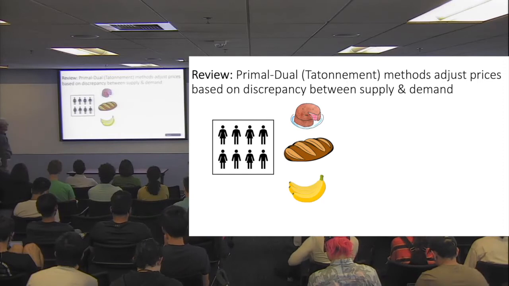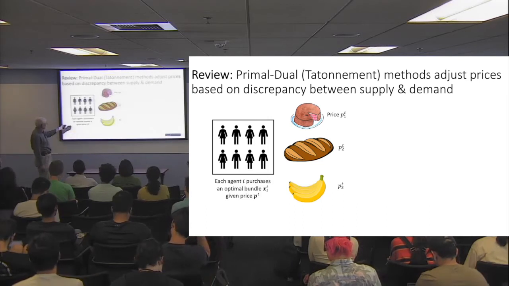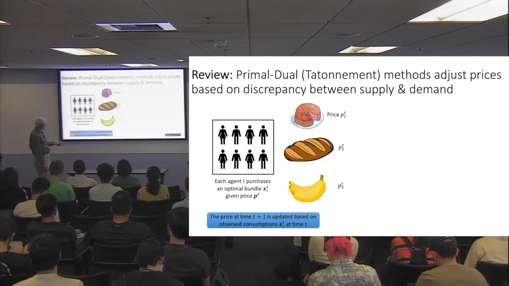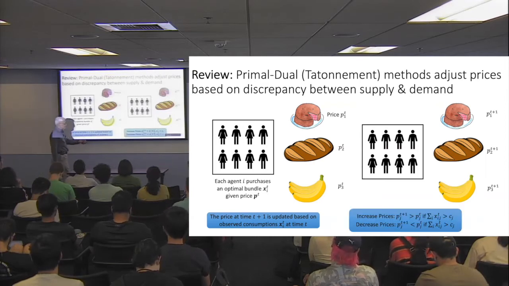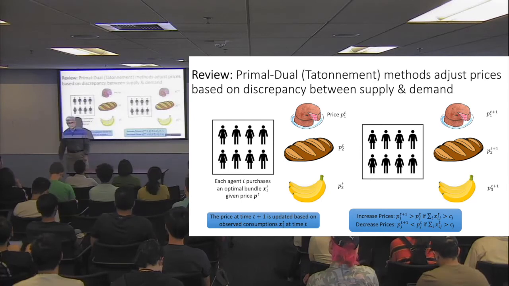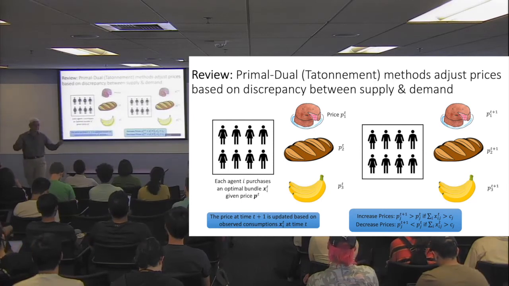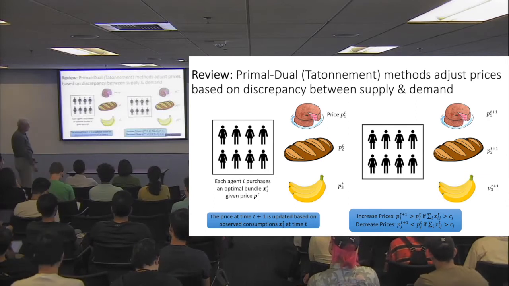Okay, so for example, I have three goods. At time t, I try this price, then each agent just computes the optimized response to this price. Then at t plus one, I update the price. A very simple update would be a linear update: the price is increased if the total consumption is more than capacity. Otherwise, I decrease the price. That could be an affine function, could be multiplicative, and all those kinds of things. So that's the whole idea to reach the equilibrium.